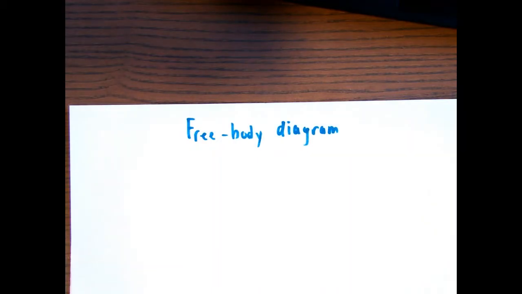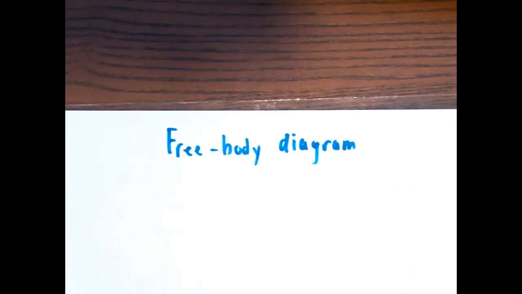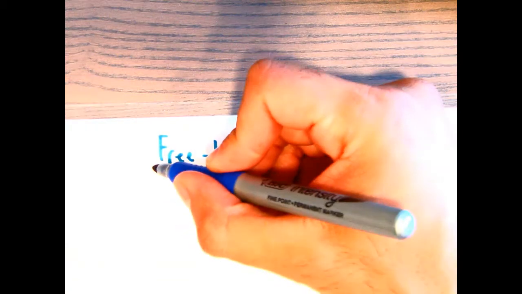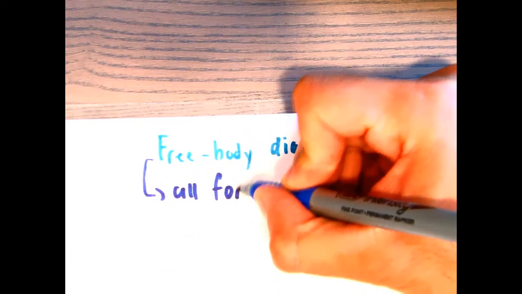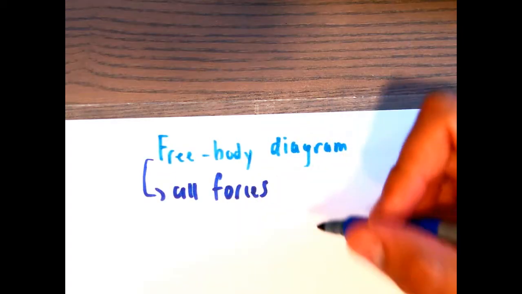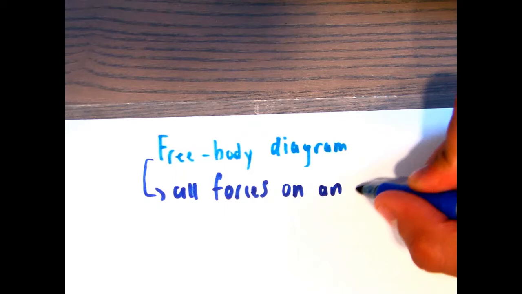All right, today we're going to go over free body diagrams. Okay, so free body diagrams, you've almost made them already when you were dealing with net forces. But a free body diagram is simply a diagram that shows all forces that act on an object. Okay, so all forces on an object.